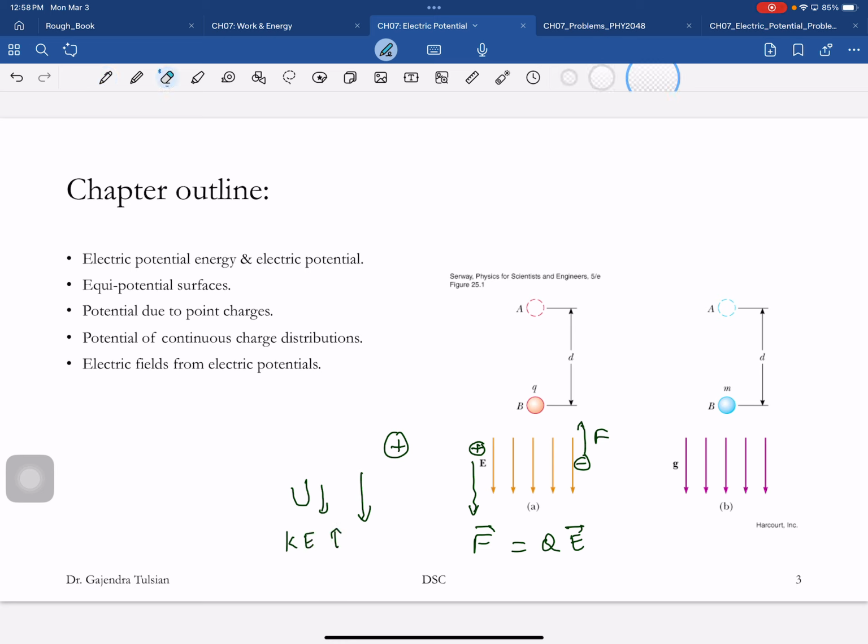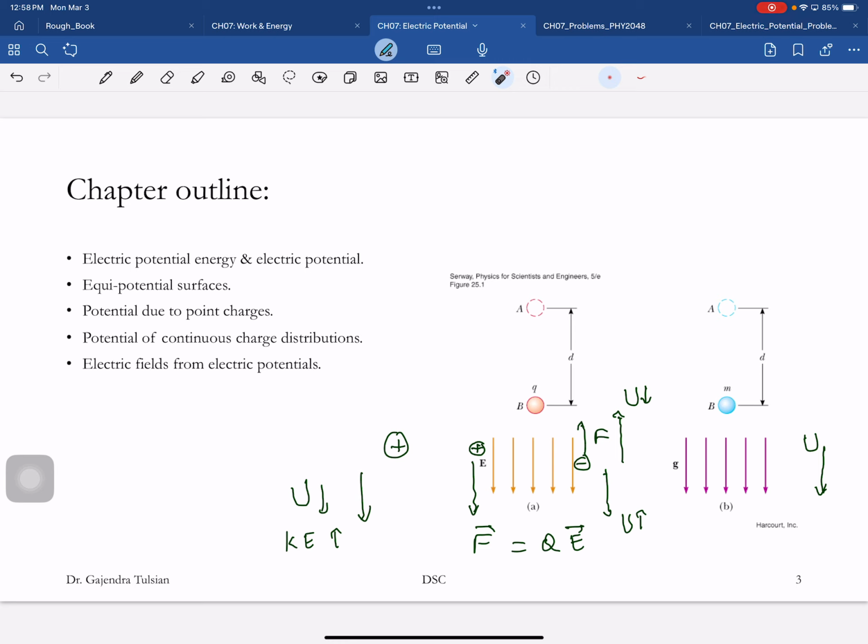How about this guy, the negative charge? He is falling. His potential energy is increasing in that direction. If he fell this way, his potential energy would increase. In the case of the mass, potential energy was decreasing in this direction. For the positive charge, potential energy is decreasing here. For the negative charge, the potential energy is increasing as it goes down here. And we don't like that.